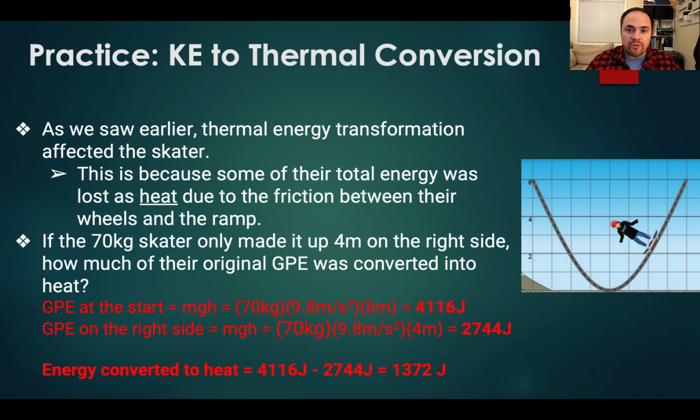Again, had there been no thermal energy transformation, the skateboarder would have gone all the way up to 6 meters on the right side. They only went to 4 meters because the energy needed to go the remaining 2 meters was used up as thermal energy. To figure out just how much energy that is, we need to find the difference between the gravitational potential energy that they would have had at 6 meters and the gravitational potential energy that they ended up with at 4 meters.